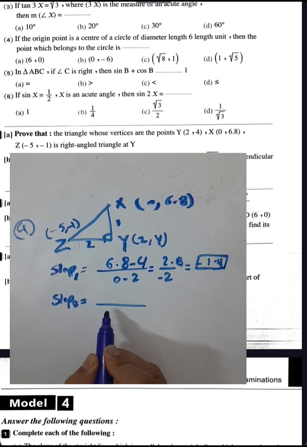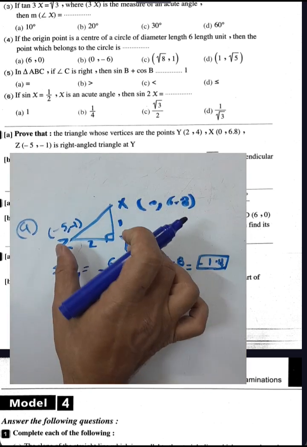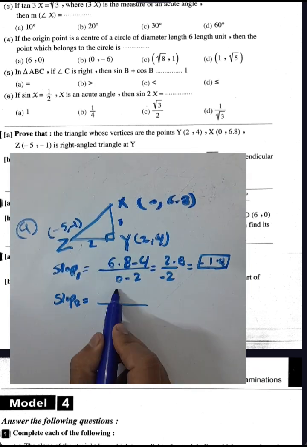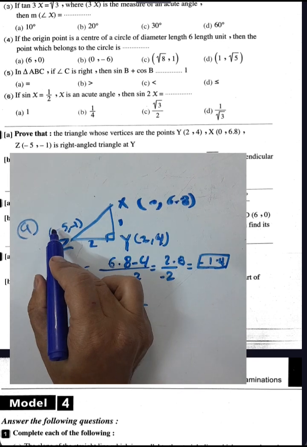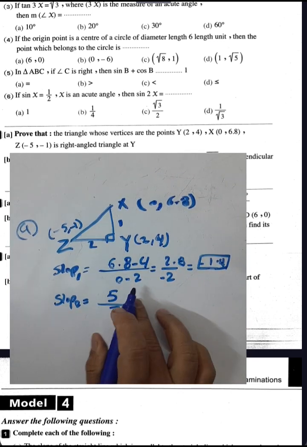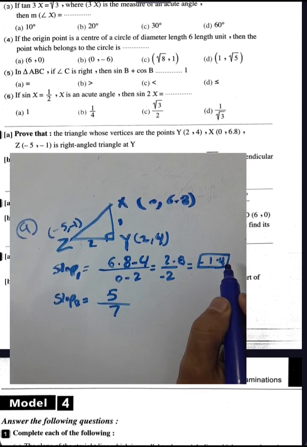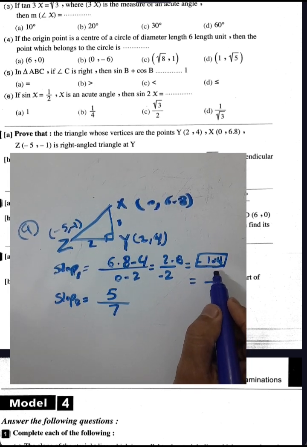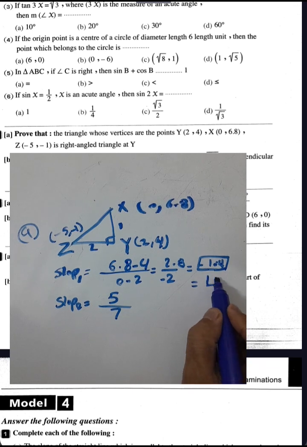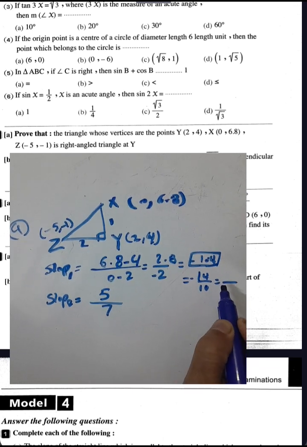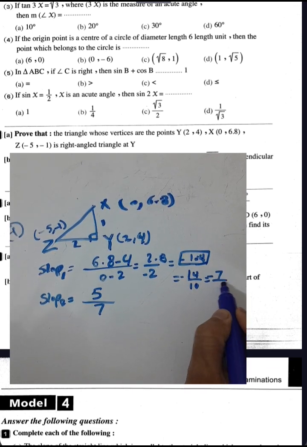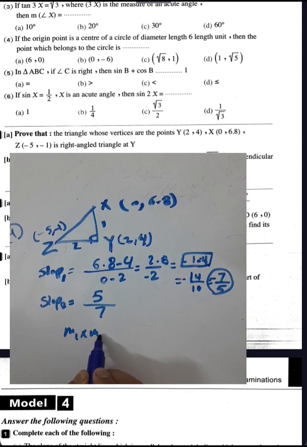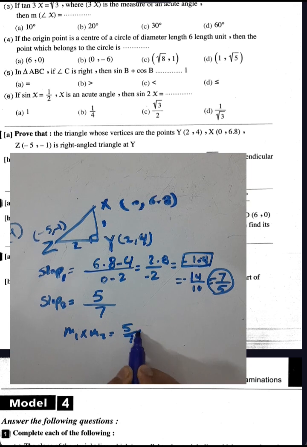Step 2. Here we have 1 minus -1, it will be 5. 2 minus -5, it will be 7. 5 over 7. We can complete here or write the simplest about this number 1.4. It will be 14 over 10. You can simplify it by dividing by 2. It will be 7 over 5. Then slope 1 product by slope 2 equals 5 over 7 product by -7 over 5.